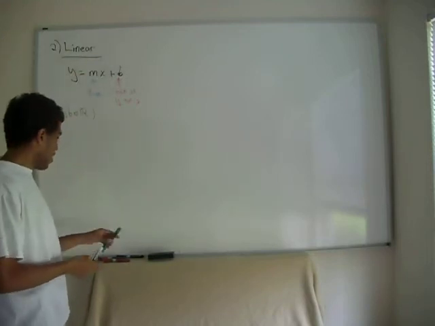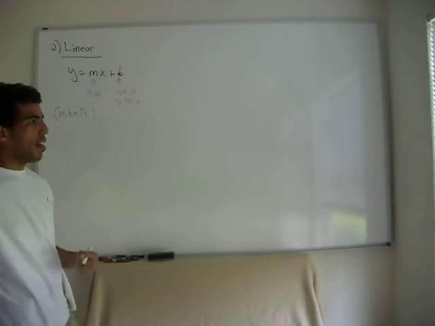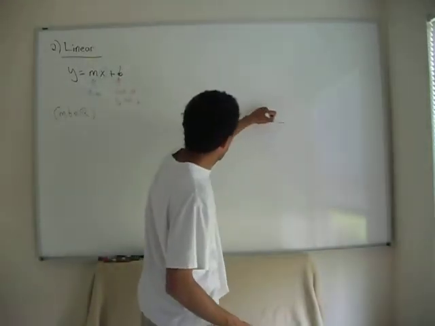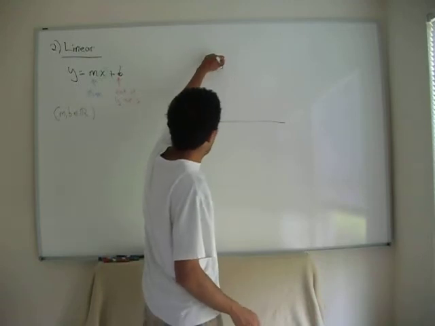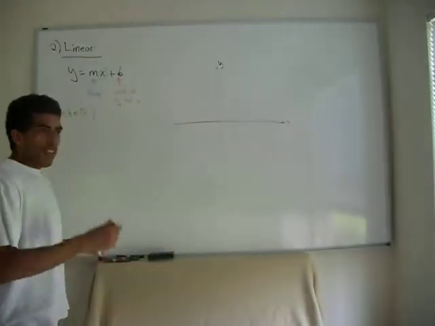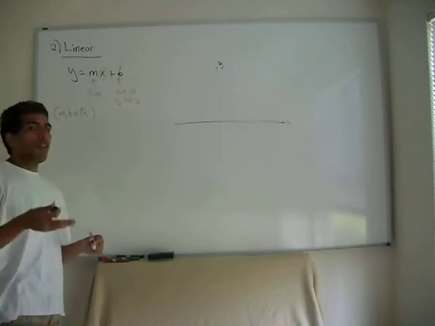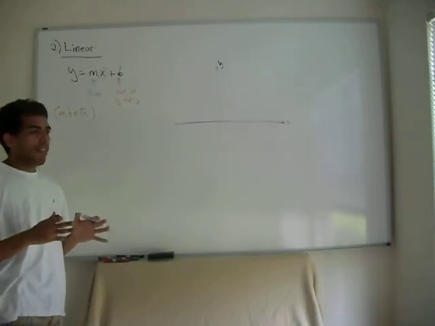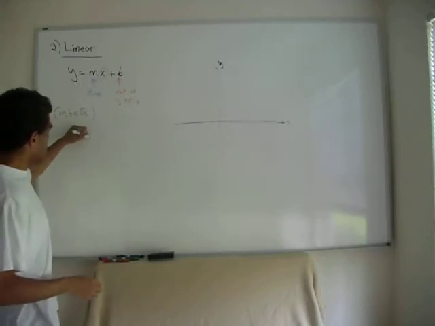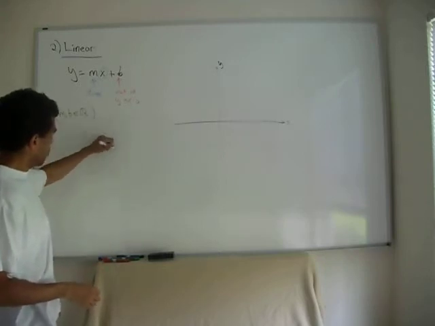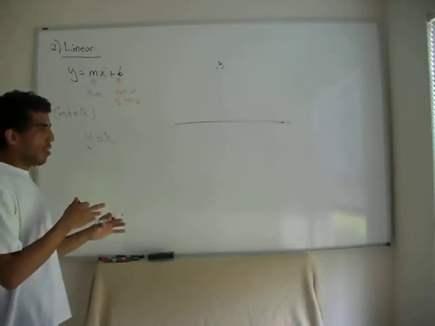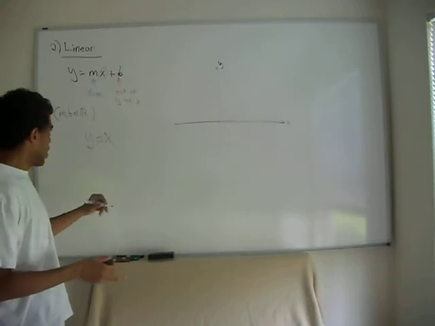Now let's make a few examples. And let's draw our xy axis, y and x. The first example that I'm going to go over is what is called the identity function. It's the most basic and simple linear function that you have. It's y equals x. If we do a little bit of a table between values of x and y, it's going to look a little bit like this.